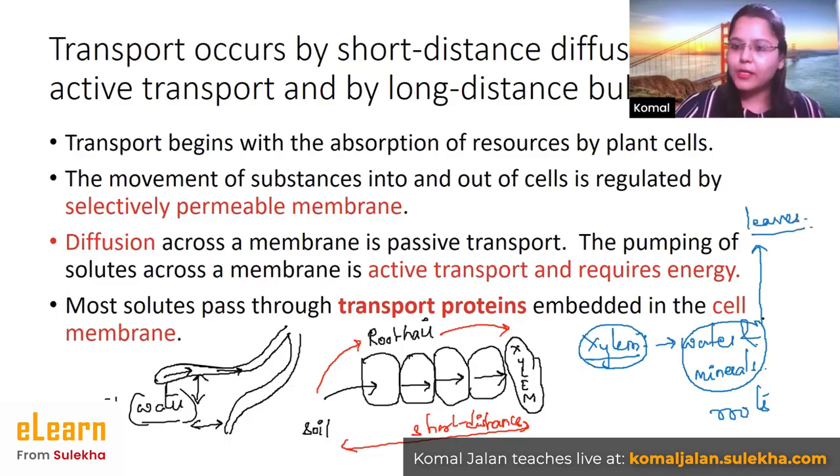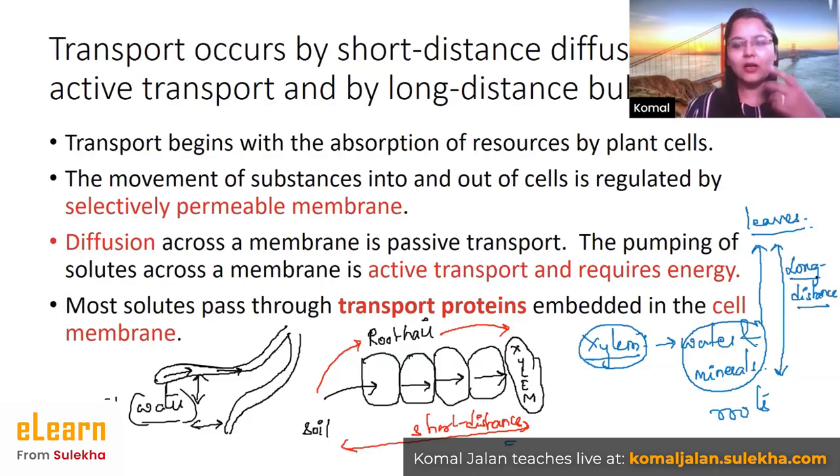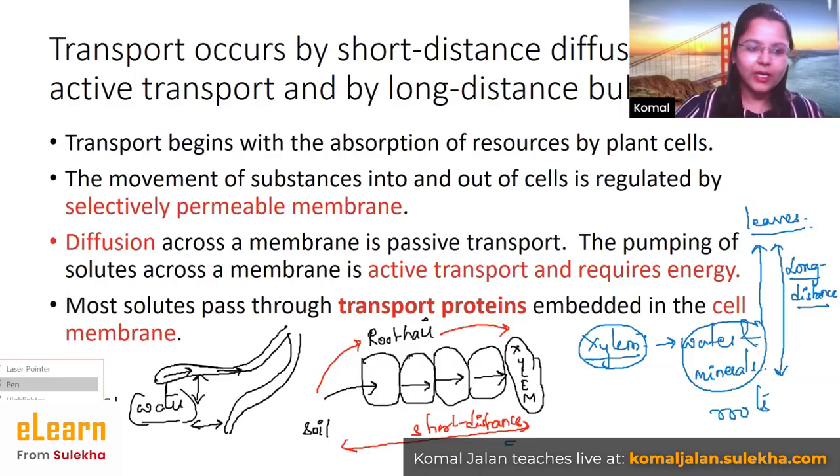Okay, now as you can see, from soil to xylem is a short distance transport, but from xylem to the leaf is a very long distance of transport. So we can say that the transportation involves both short distance and long distance transport. Some transportation requires energy and some does not require energy. Also remember one thing, for short distance transport, the process involved is diffusion.